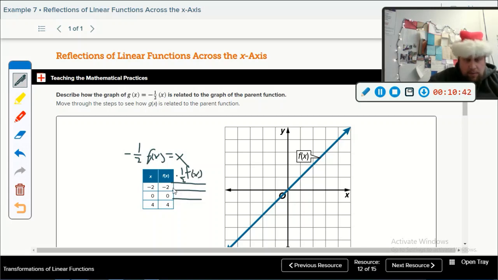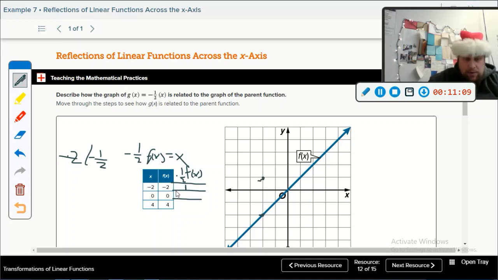Which is going to be, what's negative 1/2 times negative 2? Negative 2 times negative 1/2. Negative negative is positive. 2 halves make a whole, so this is going to go to 1. So my new point is going to go from this point, negative 2, 2, and I'm going to dilate it, and I'm going to reflect it to the point negative 2, 1. So it's going to reflect right here.